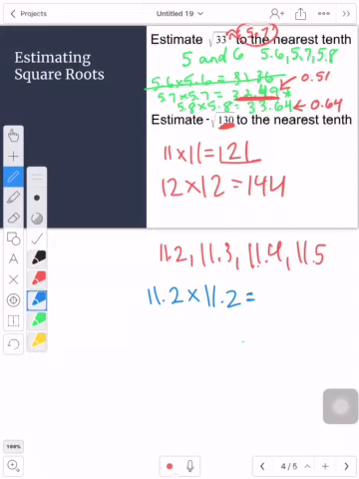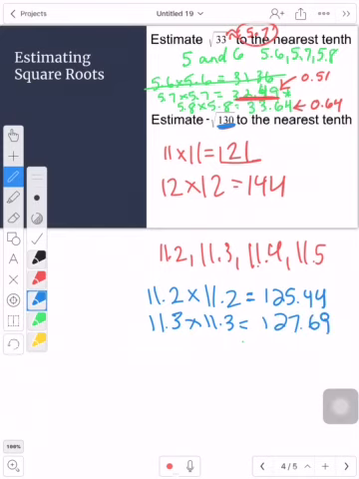11.2 times 11.2 would get us 125 and 44 hundredths. Now, obviously that's too low because we're shooting for 130. And then I want to try 11.3. So 11.3 times 11.3 would be 127.69. Again, still too low. So I'm going to move up and I'm going to try 11.4 times 11.4, which is 129 and 96 hundredths. Super close. We're 4 hundredths away here.